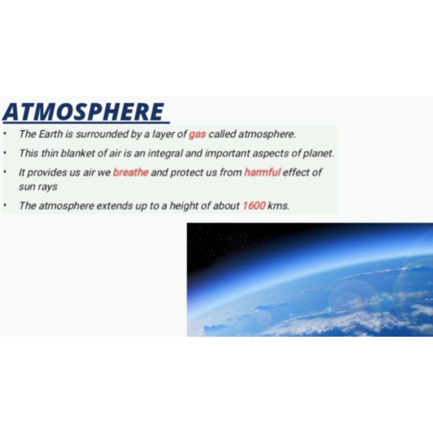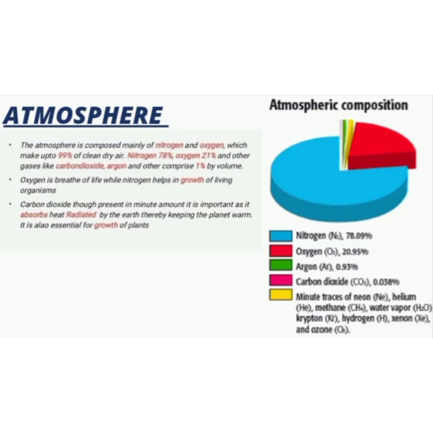It provides us air we breathe and protects us from harmful effects of sun rays. The atmosphere extends up to the height of about 1600 kilometers. And the atmosphere is composed mainly of nitrogen and oxygen, which makes up 99% of clean dry air.